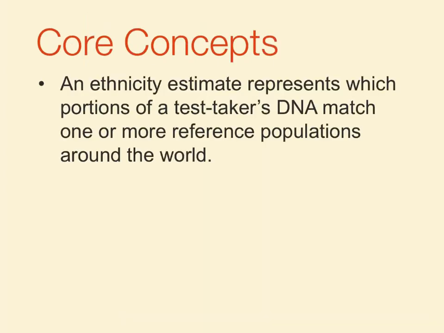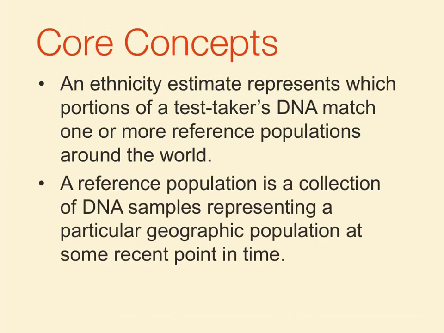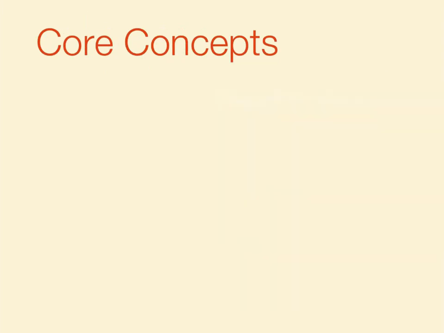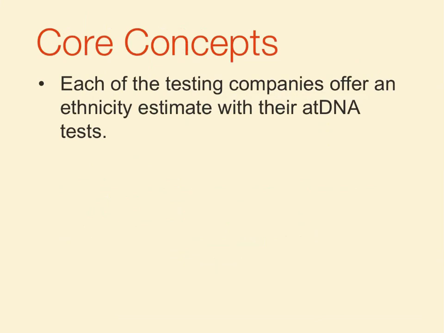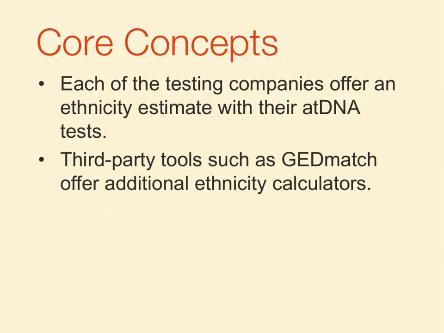All right, so the core concepts with ethnicity estimates. An ethnicity estimate represents which portions of a test taker's DNA match one or more reference populations. And a reference population is a collection of DNA samples representing a particular geographic population at some fairly recent point in time. And each of the testing companies offers an ethnicity estimate with their autosomal DNA tests.